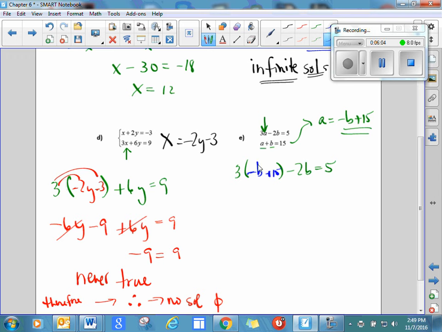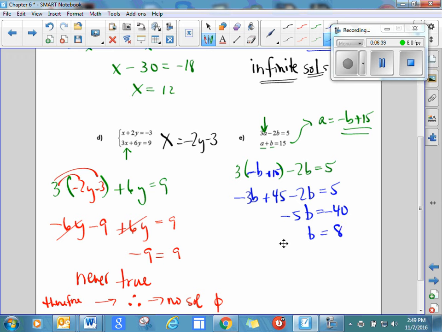Okay, didn't leave quite enough space. So when I distribute, I get 15 minus B, so that's minus 3B plus 45 minus 2B equals 5. So I get minus 5B equals minus 40 when I subtract 45 from both sides and combine my like terms. And then I divide both sides by minus 5 and I get B is equal to positive 8.